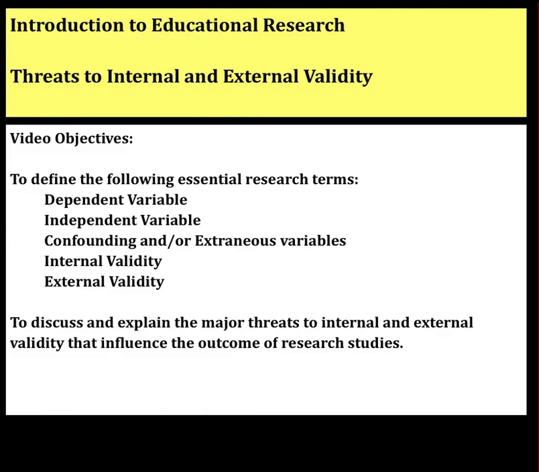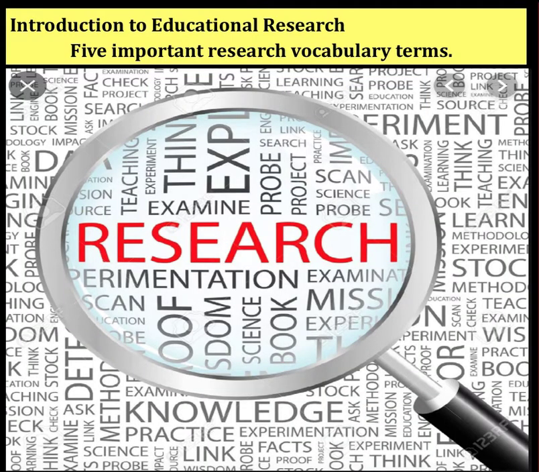So the objectives are to define the following essential research terms: a dependent variable, an independent variable, and confounding or extraneous variables, and then to take a look at the concept of validity in terms of internal validity of research studies and external validity. And we'll discuss the validity concepts. But first, let's start out with the dependent and independent variables.